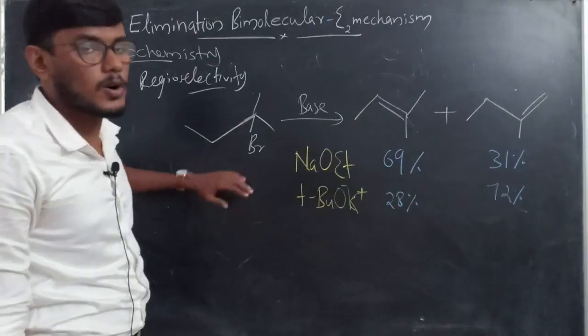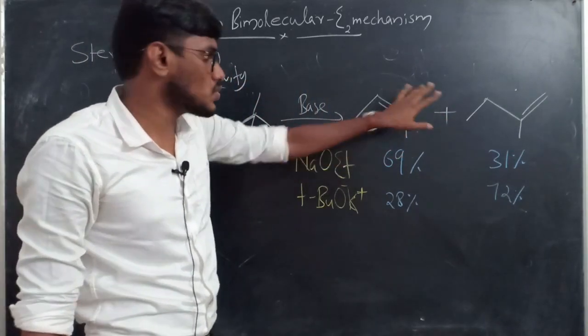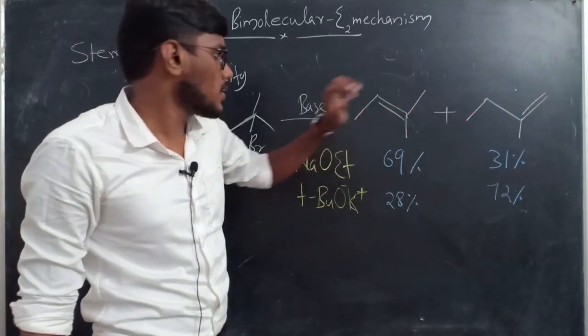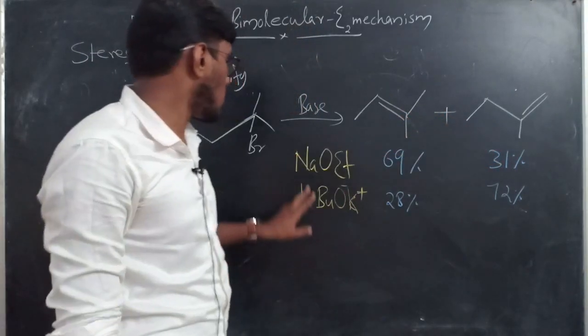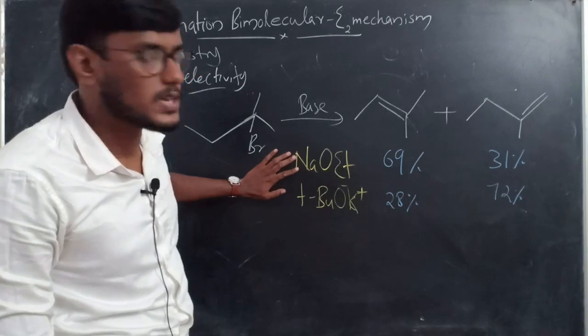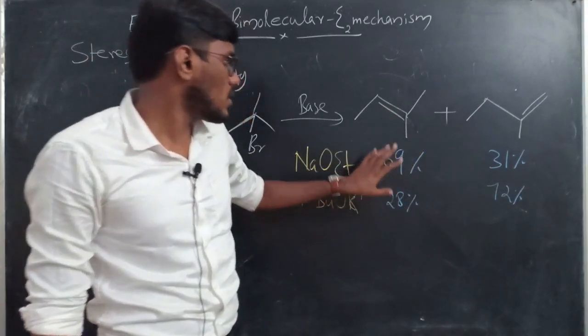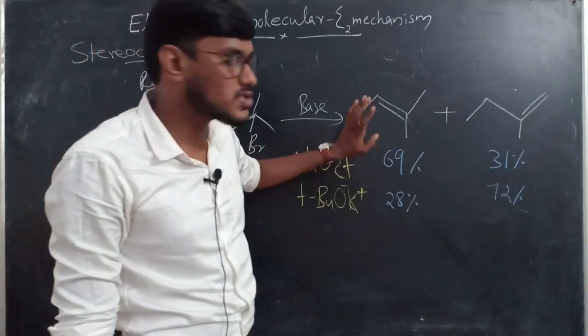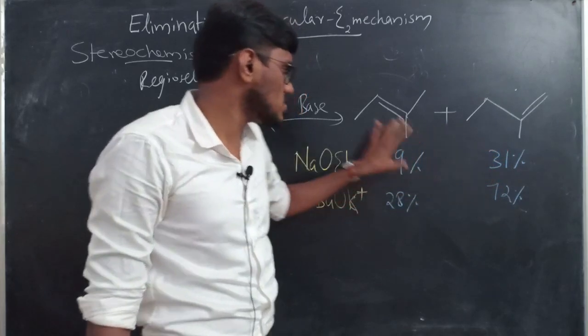Another example: a compound on reaction with a base undergoes E2 elimination and gives two possible products. This is the more substituted product, and this is the less substituted product. You can see the observation when sodium ethoxide, NaOEt, is used: 69% is this more substituted product, and only 31% is this one. This is minor and this is the major.